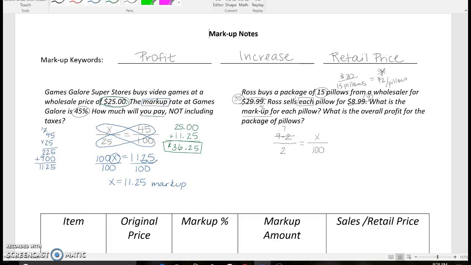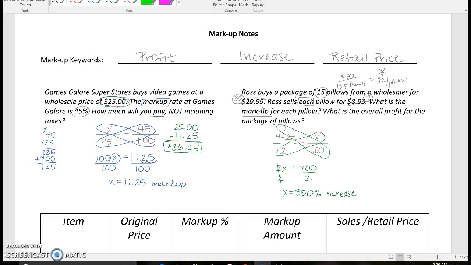Now, once this is written, we have our cross product, okay? So I always do my variable first. So 2 and x are there together. So I'm going to put 2 times x equals 7 times 100, 700. And I always divide by the number next to my variable. So 700 divided by 2 is 350. So it is a 350% increase. Okay.